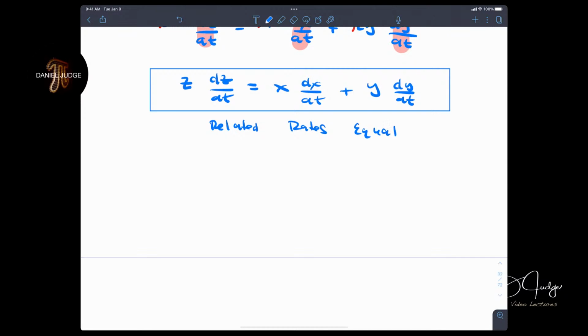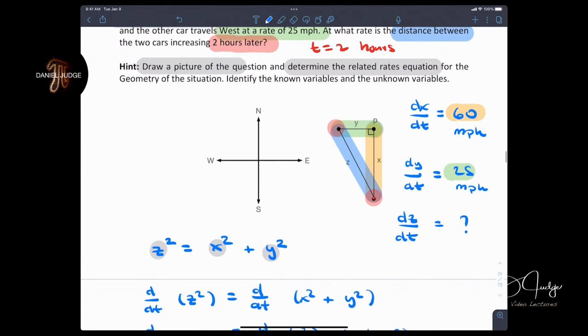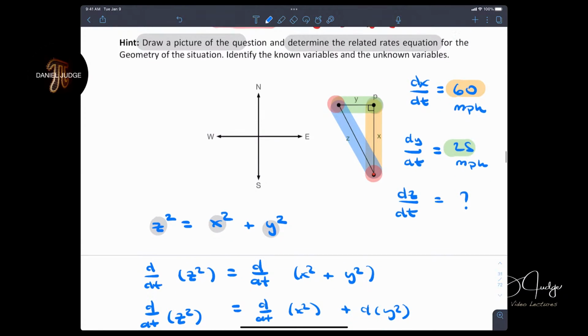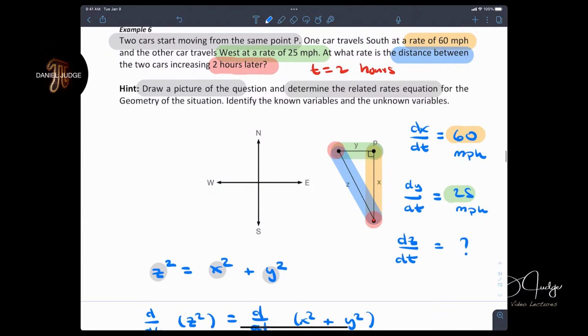So all of these variables are changing, x, y, and z. And that should make sense because you have cars starting to travel and they're moving at that constant rate, 60 miles per hour. That first car going south, the next car going west, 25 miles per hour. All these variables, x, y, and z, are changing. And so here's the question now: 2 hours later.